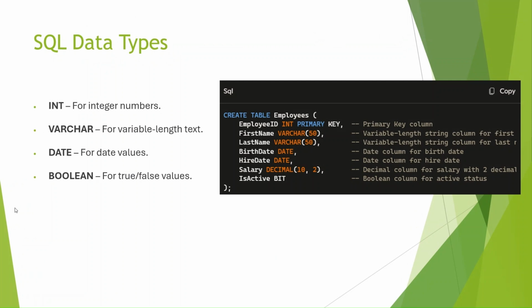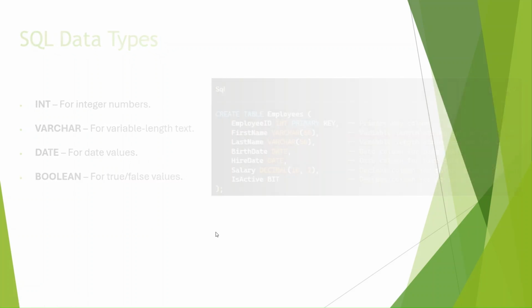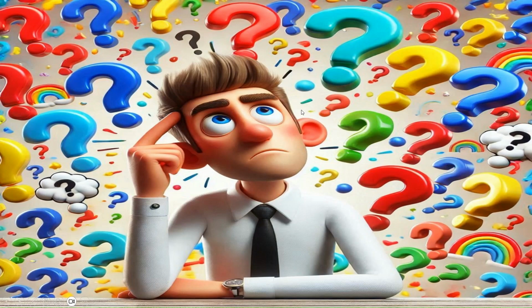Let's have a look at SQL data types. SQL data types consist of INT, VARCHAR, DATE, and BOOLEAN. You can see in the screenshot here. INT is used for integer numbers, VARCHAR for variable length text, DATE for date values, and BOOLEAN for true/false values. Confused? Don't worry. We will dive deeper into each of these concepts in the later videos. But just know that SQL has these different command types to manage both the structure of the database and the data inside it.